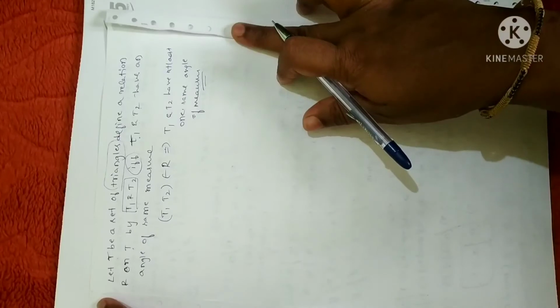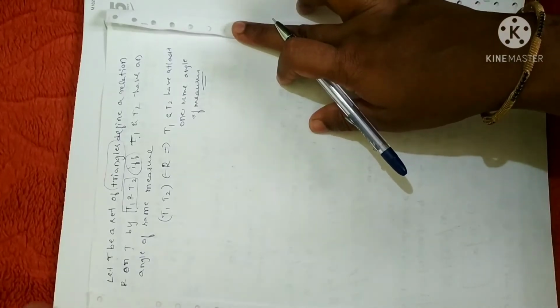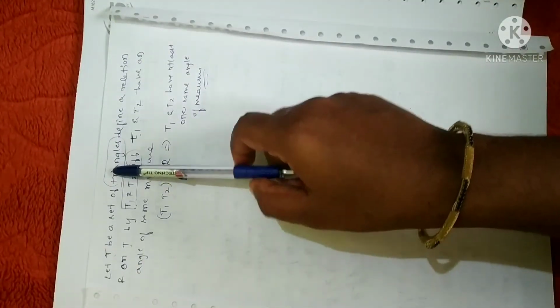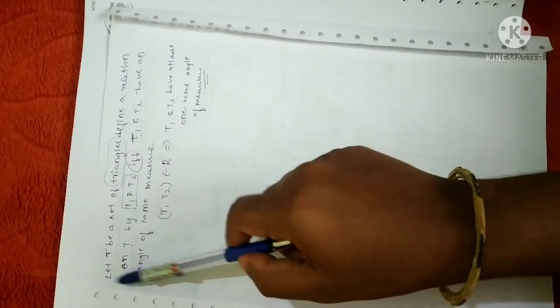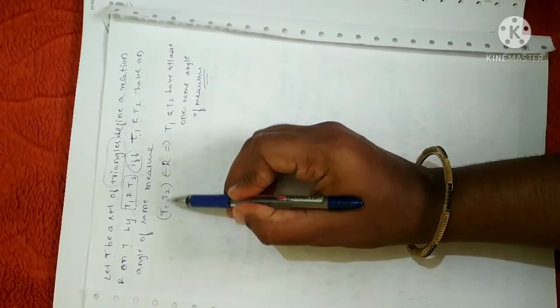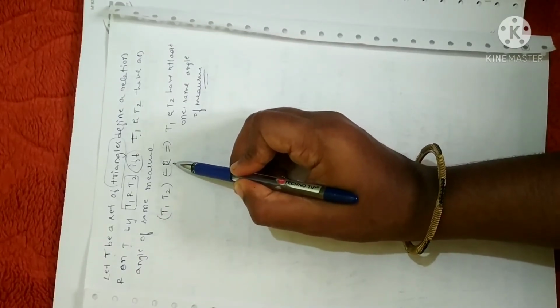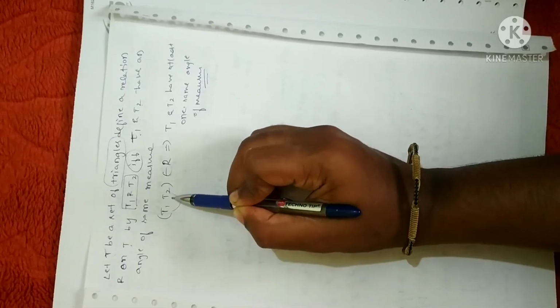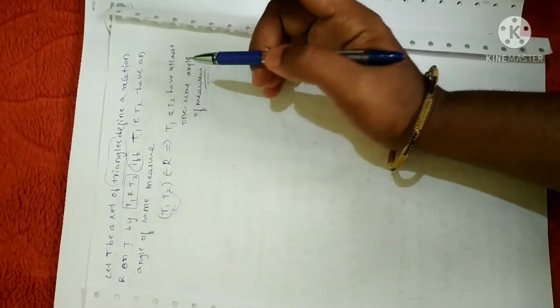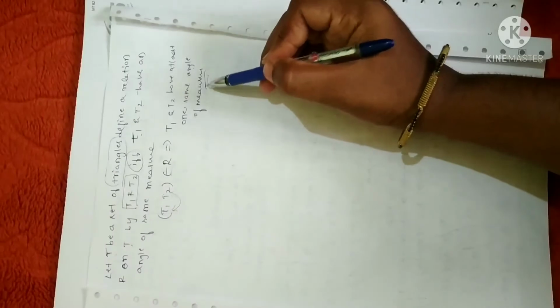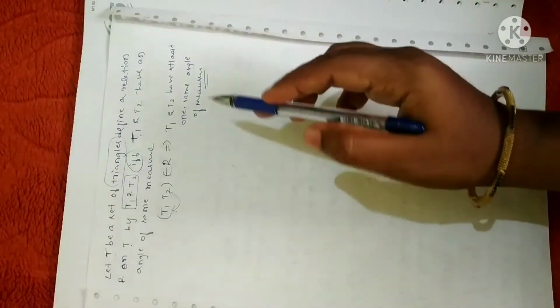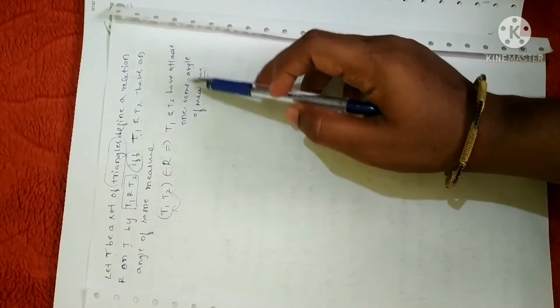I am just reiterating the question once again. I have a set of triangles and I have defined a relation R on this set of triangles in such a way that (T1, T2) belongs to R whenever in both the triangles there is at least one same angle of measurement. In both the triangles there has to be at least one same angle of measurement.